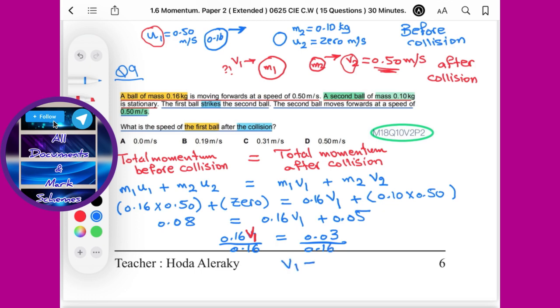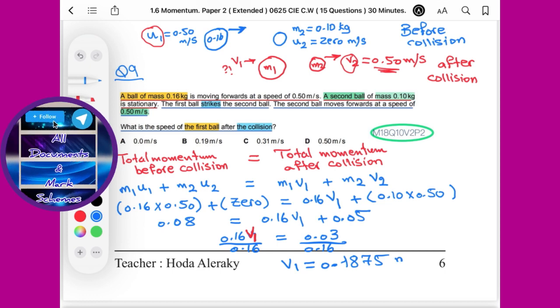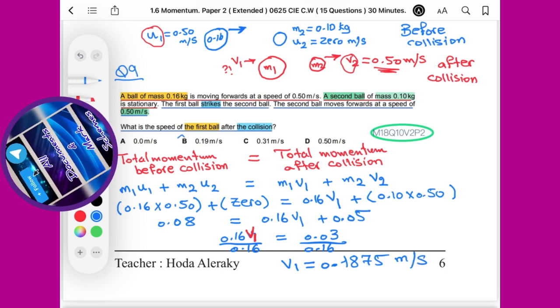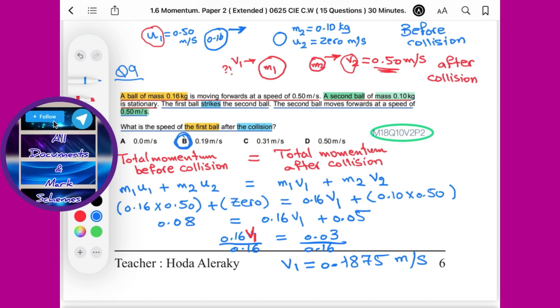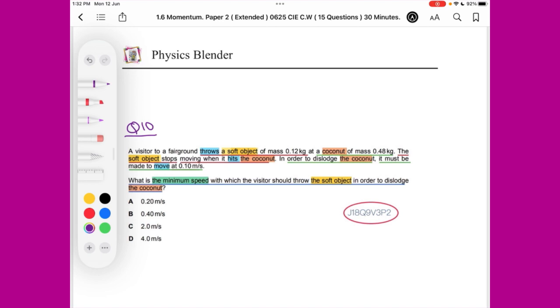V1 is equal to 0.1875 meter per second. The choices you have here, 0.19, so the answer is B. Okay, let's draw before and after collision.